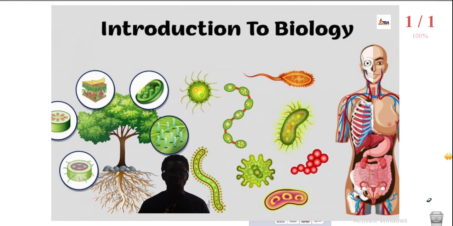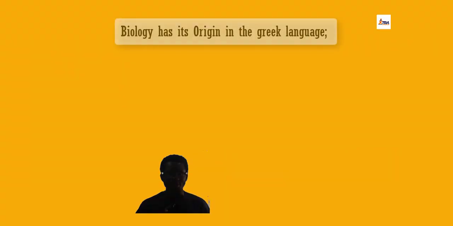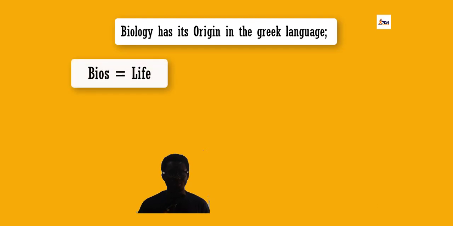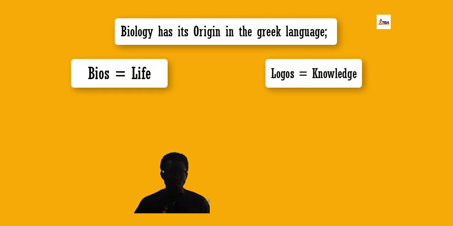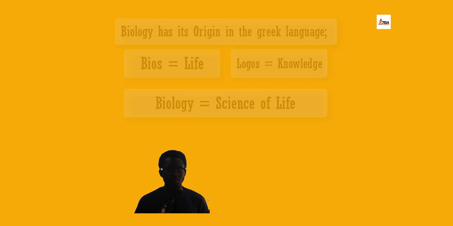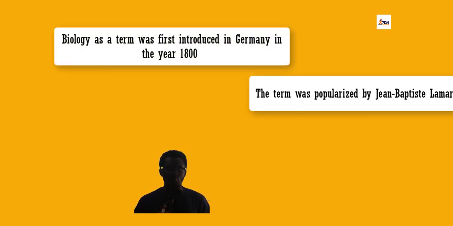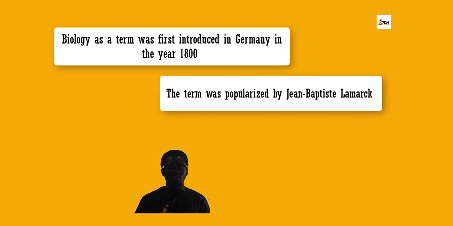So today I'll be introducing you to the study of life, which is biology. The word biology has its origin in the Greek language: bios, which means life, and logos, which means knowledge. Together we say the science of life. Biology as a term was first introduced in Germany in the year 1800. This term was popularized by the French naturalist Jean-Baptiste de Lamarck as a means of encompassing the growing number of disciplines which are being developed and are committed to the study of living systems.